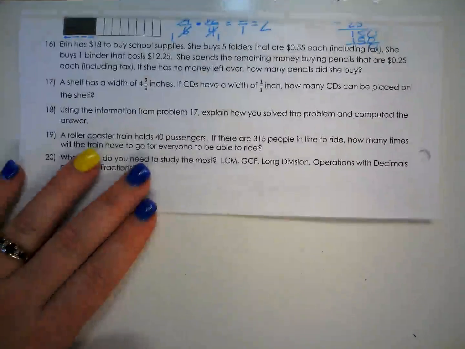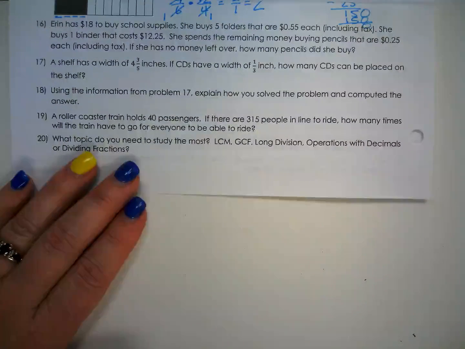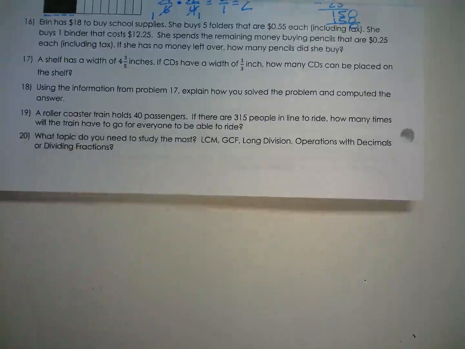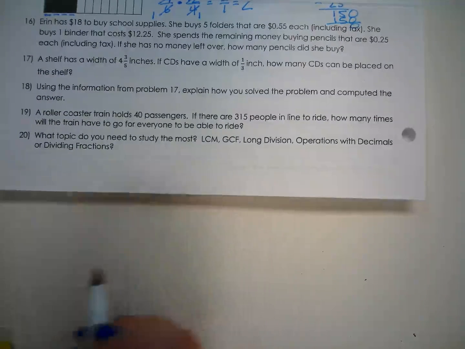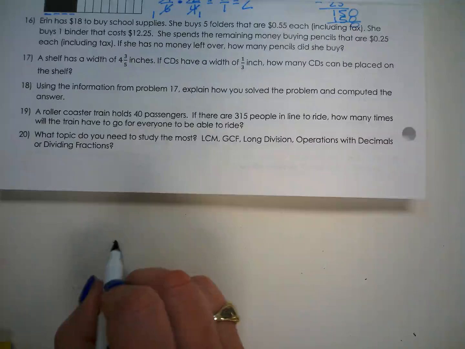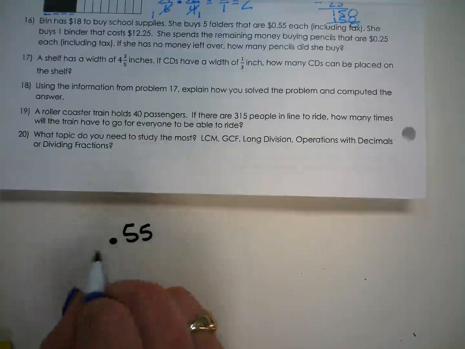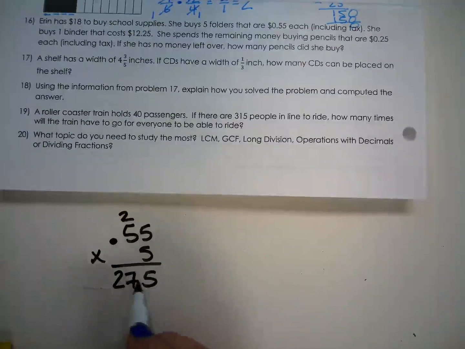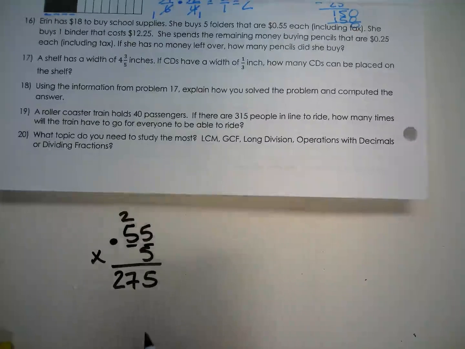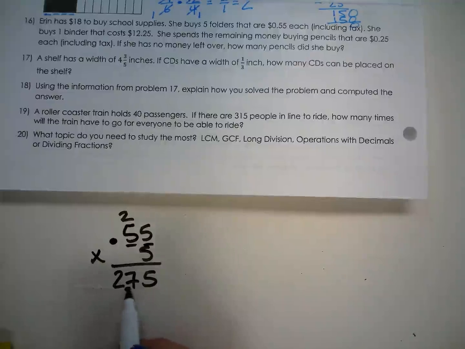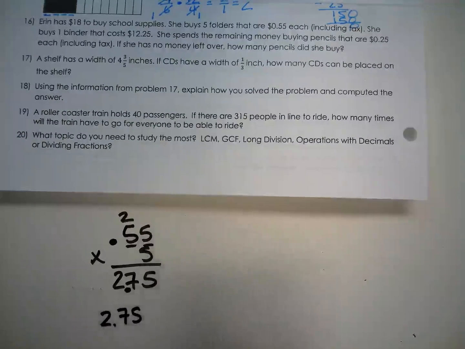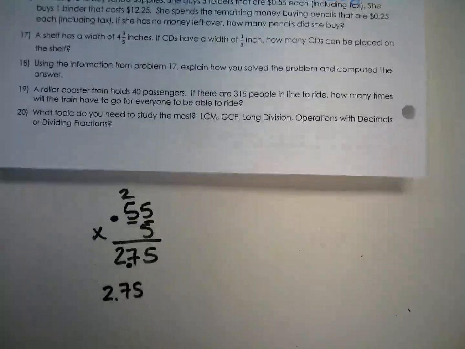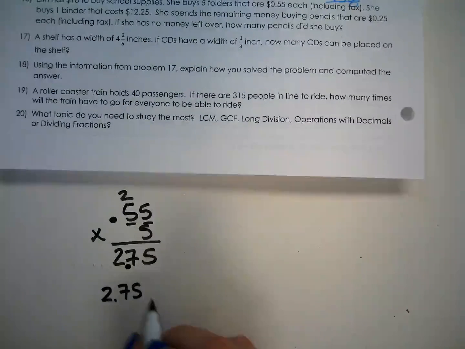So question number 16, she's got $18. So let's figure out what she's spent so far. Well, we know that she's bought 5 folders that are 55 cents. When I multiply, I get that. And there are 2 places after decimals. So I'm going to move the decimal this place. So she spent $2.75 on folders. Oh, sorry, guys. It's a little dark. Hold on.